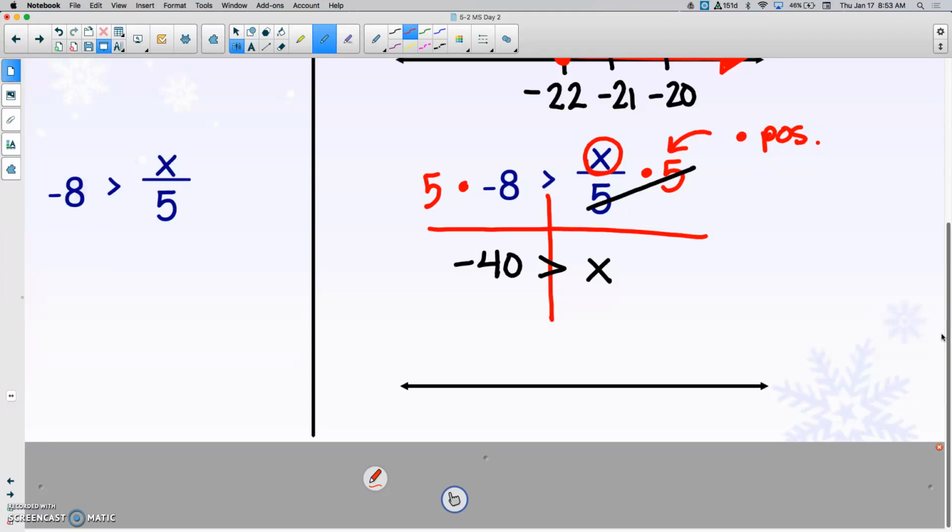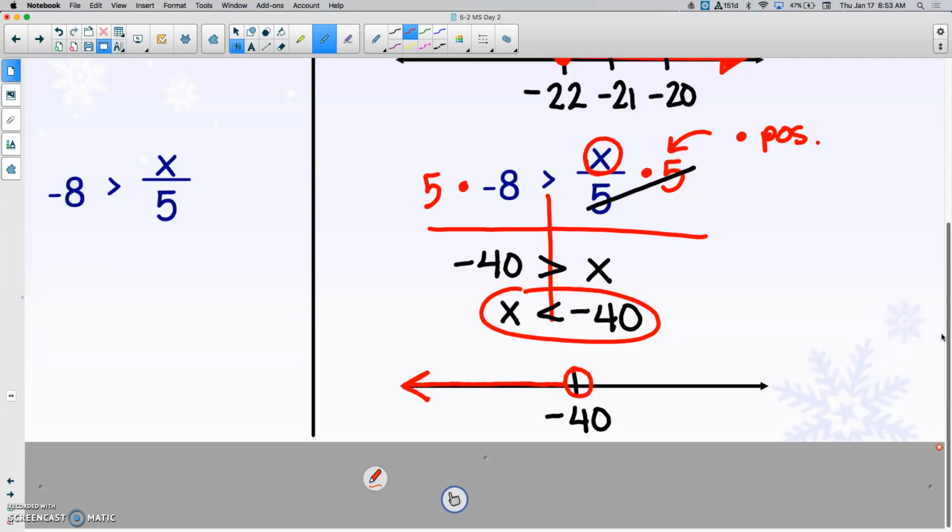Now, before I draw my graph, I need my variable on the left-hand side, so I'm going to reverse the whole thing. So X is less than negative 40. Negative 40, less than is an open circle. Numbers are smaller to the left. So less than negative 40 would be negative 41 and negative 42 because they're going further in the negative direction.